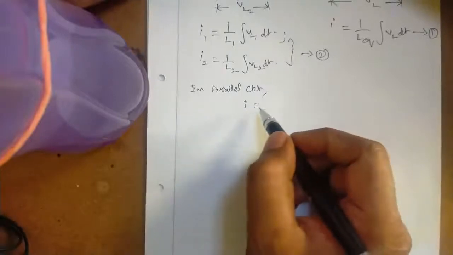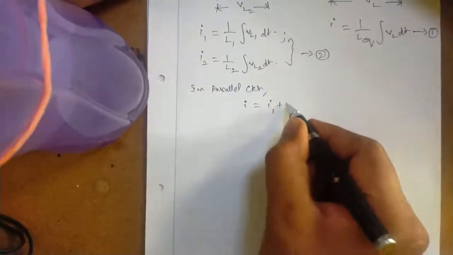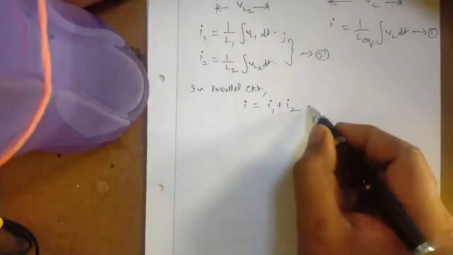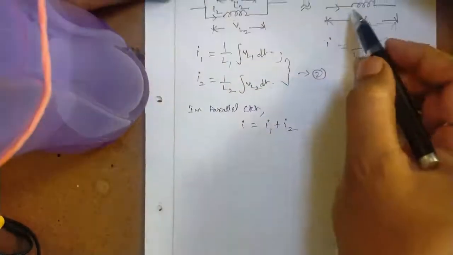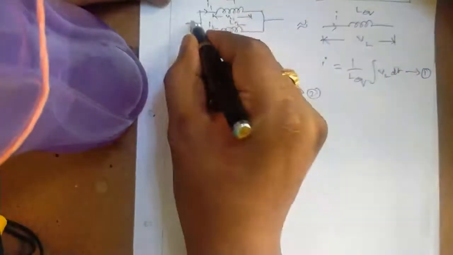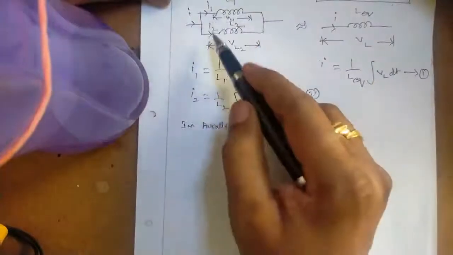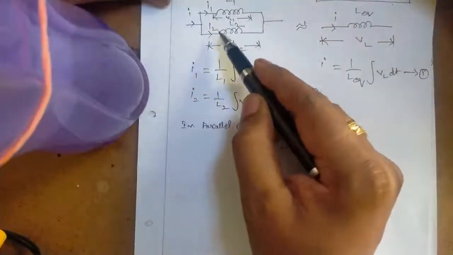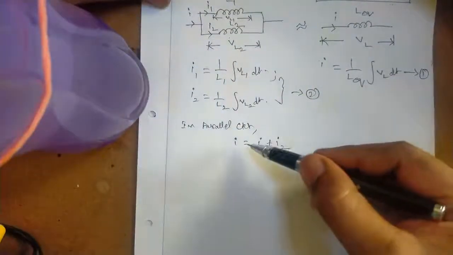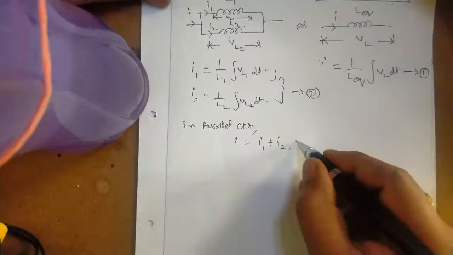In a parallel circuit, we know that the total current in the circuit is equal to the sum of the individual currents passing through the elements. Suppose this current I is considered as the total current in the circuit, and it divides into two currents, I1 and I2. Then this total current I is equal to the sum of the individual currents, that is I1 plus I2.